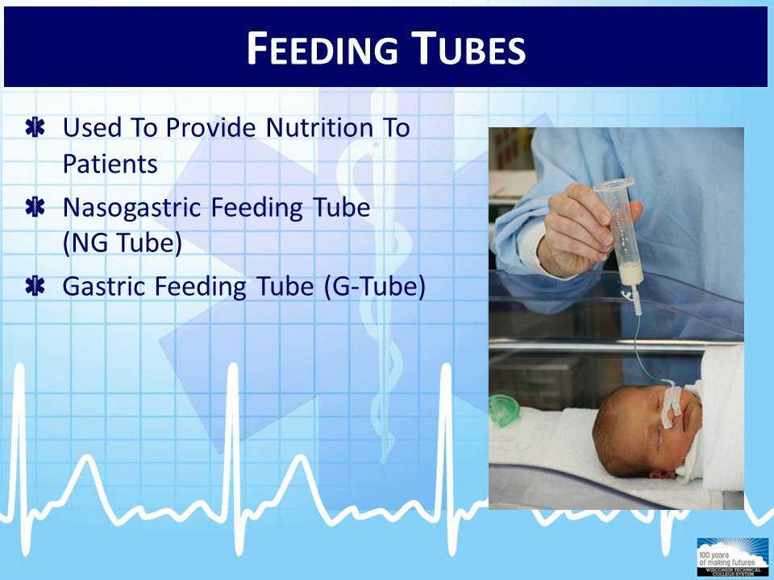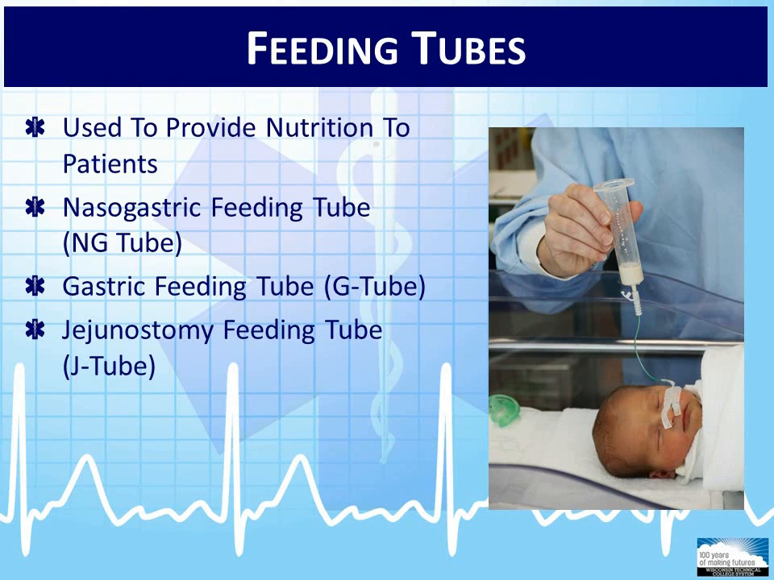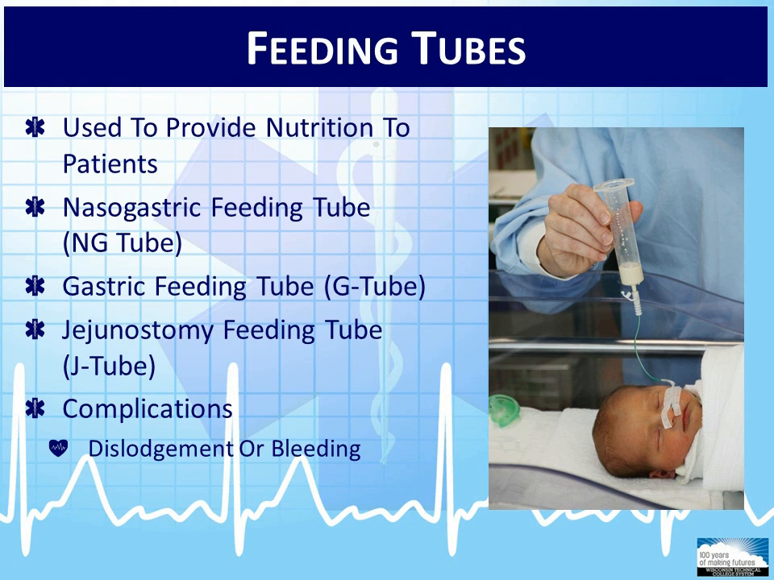Gastric G tubes are inserted surgically through an incision in the abdomen into the stomach. Some examples of G tube names include the Mickey button and percutaneous endoscopic gastrostomy PEG tube. A jejunostomy J tube is inserted surgically through an incision in the abdomen into the jejunum, the middle portion of the small intestine. At times, these devices can become dislodged or bleeding may occur.